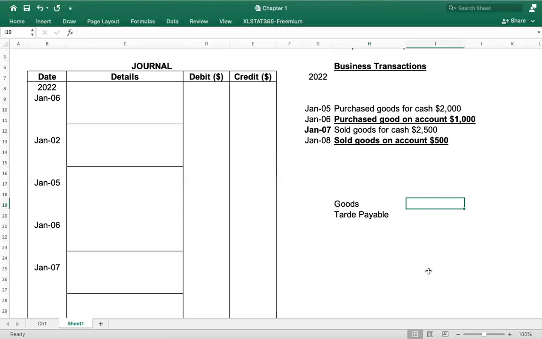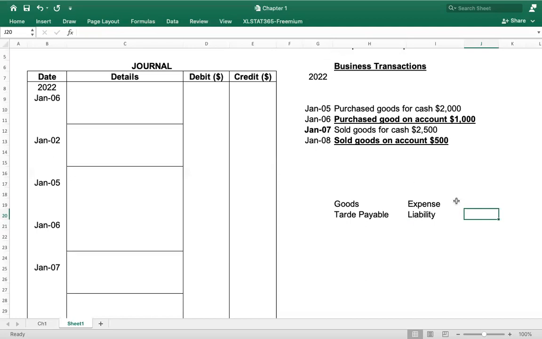Now tell me, goods is which category? Goods is an expense. You brought these goods for use purpose or sale purpose? Sale. So it is an expense. Now trade payable is which category? Liability. Excellent. It is a liability because you owe money to that supplier. Got it?